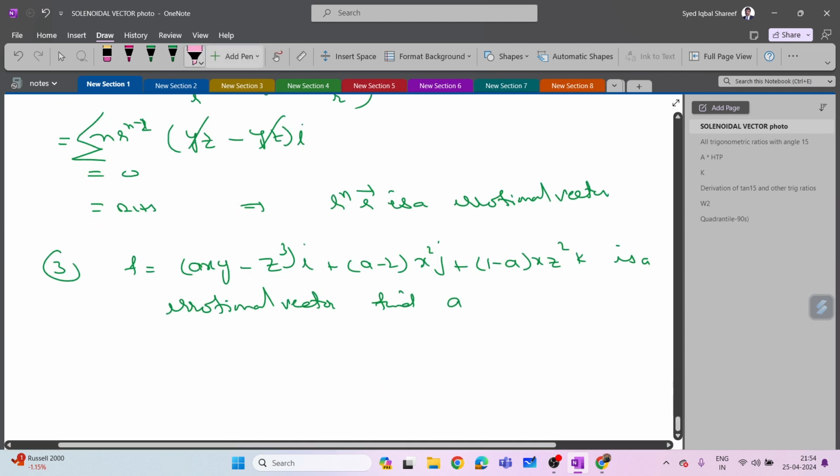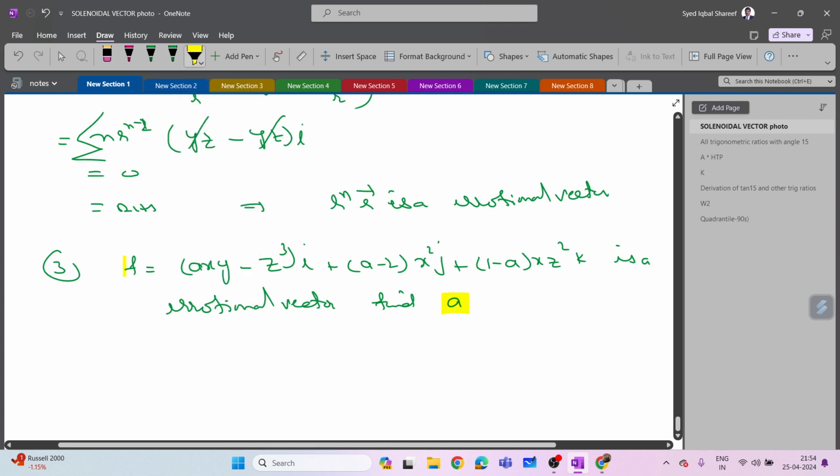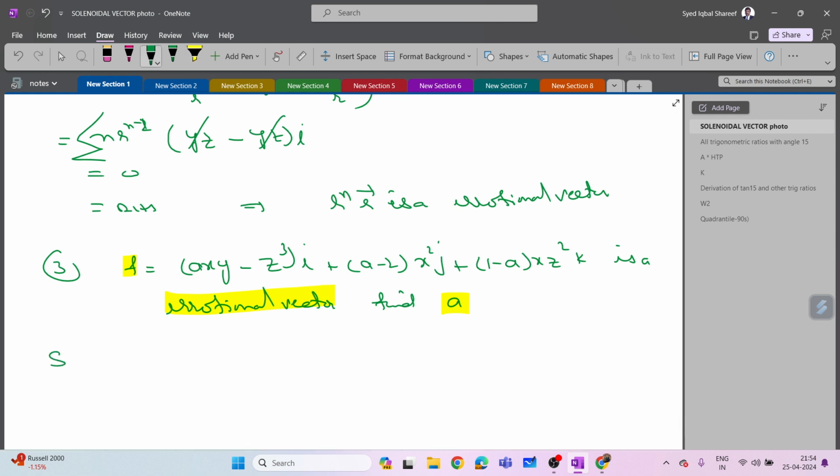See here, we have to find the value of a such that f is an irrotational vector. What is the meaning of irrotational vector? Del cross f equals 0. It has been given, so we have to find the value of a. So now what do we have to do?